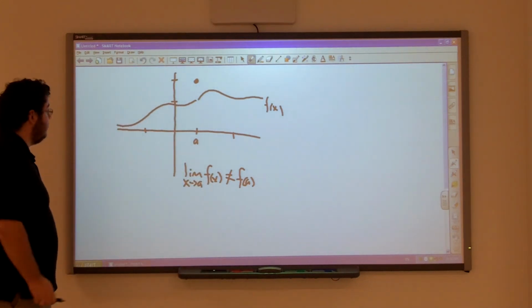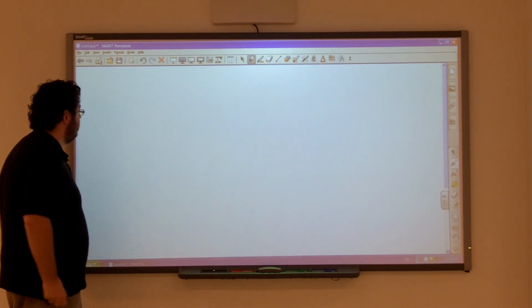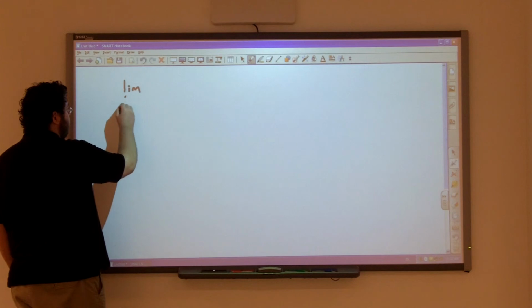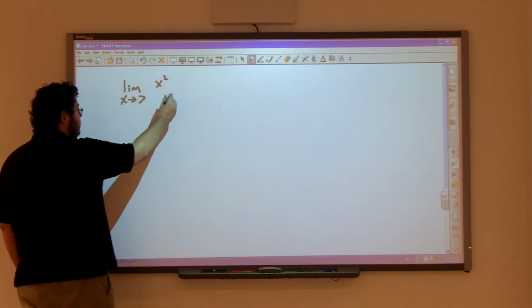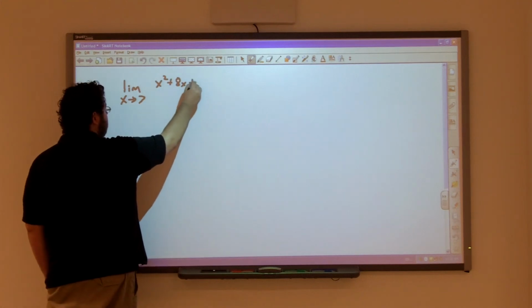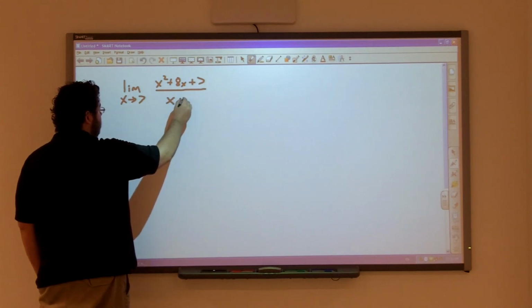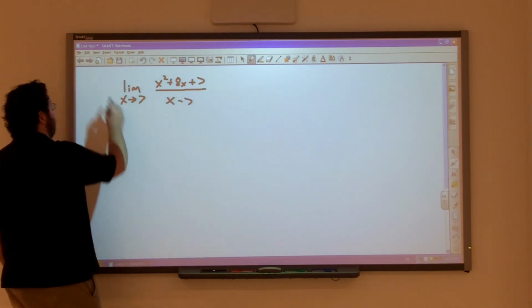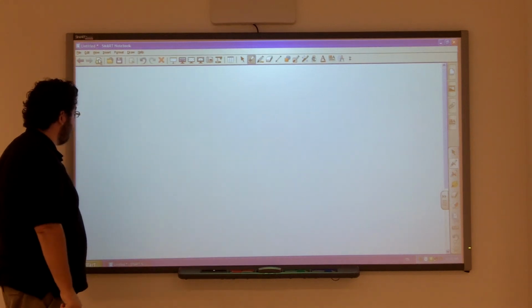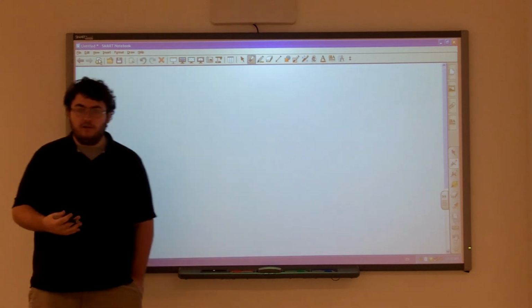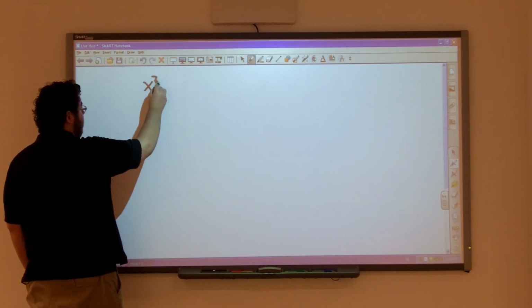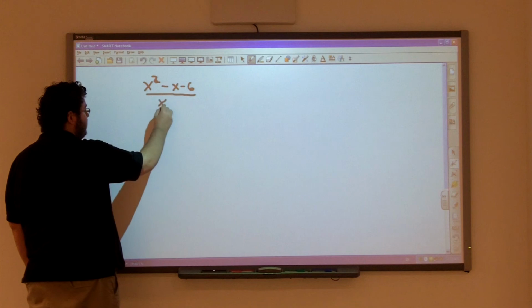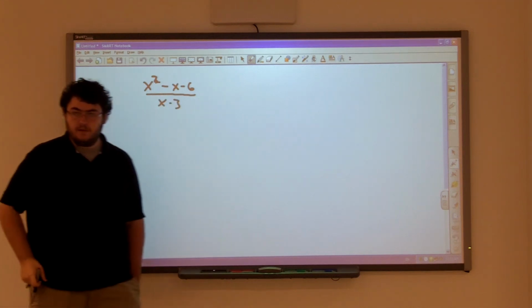So let's look at an example of another one. So let's say we had the limit as x approaches 7 of x squared plus 8x plus 7 over x minus 7. No, let's not do that. Okay, so in general, what you want to do for polynomials is just as we did before with the x squared minus x minus 6 over x minus 3, you want to look for things you can cancel, okay?